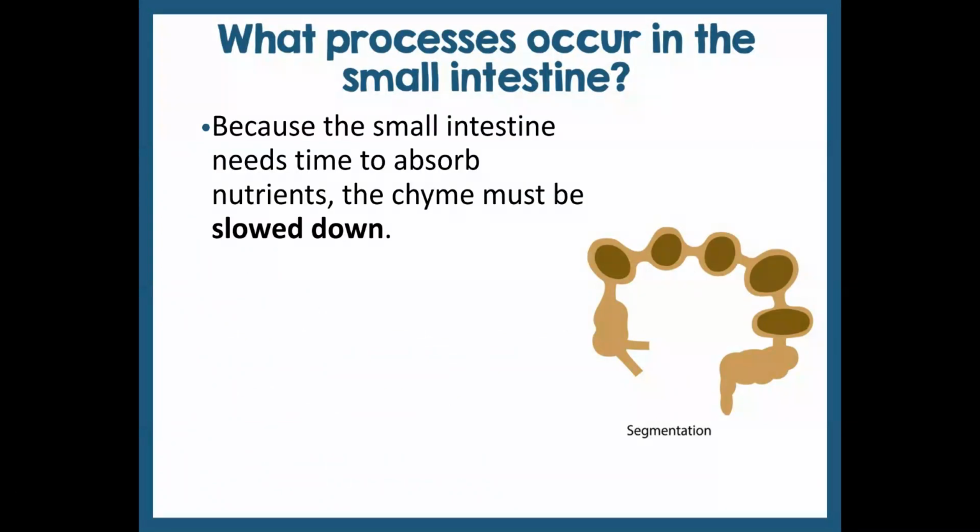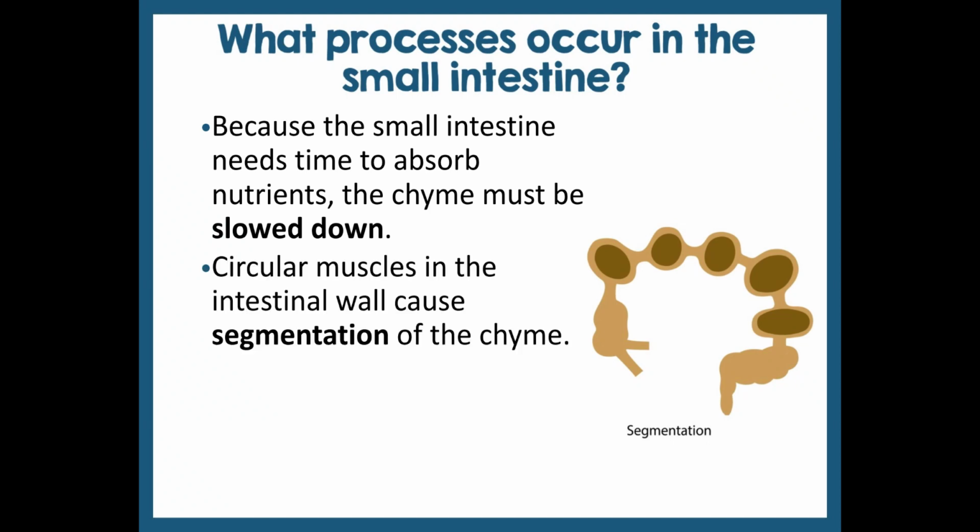All right. So within the small intestine, there are a few processes that occur. The small intestine is going to need time to absorb nutrients, and the chyme has to be slowed down. So circular muscles in the intestinal wall cause segmentation, and I've given you a picture here to kind of show how things become segmented.